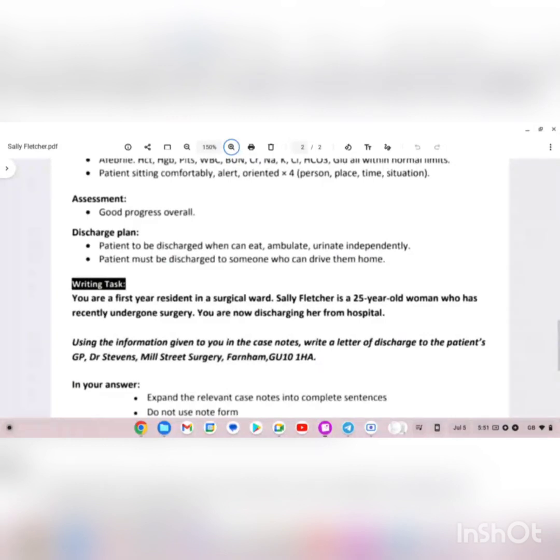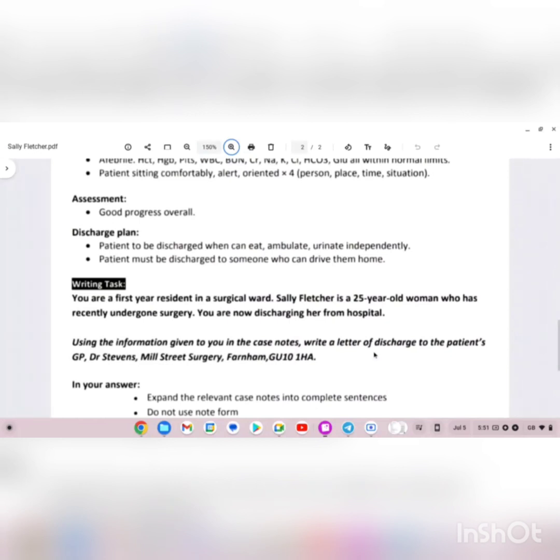Writing task. Here in this case note you can see that the writing task is clearly given: you are a first year resident in a surgical ward. Sally Fletcher is a 25-year-old woman who has recently undergone surgery. You are now discharging her from hospital. Using the information given in the case notes, write a letter of discharge to the patient's GP. That's the simplest letter you can write from this case note.